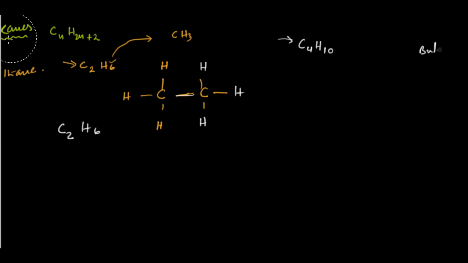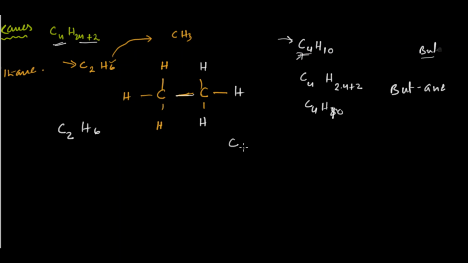Now how will we name this one? It is but. We can write it in this way in this formula: 2 times 4 plus 2. Now this will be C4H10. So it is satisfying the H10, it is satisfying the alkanes formula. So we can say ane. We're going to use ane as the suffix, and for the prefix, we use the number of carbons. The carbon is 4, so we will say butane.